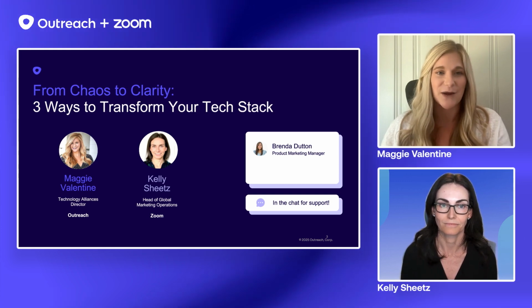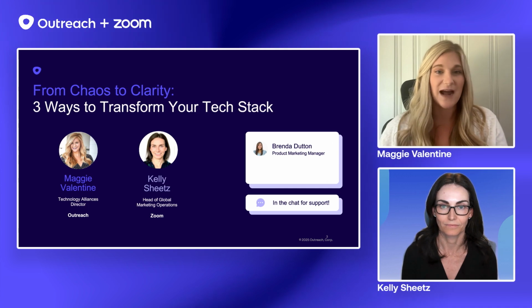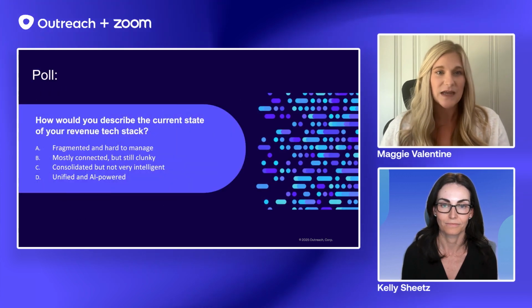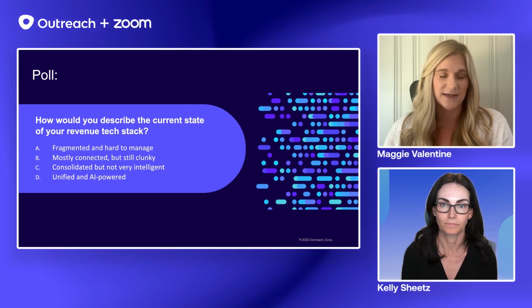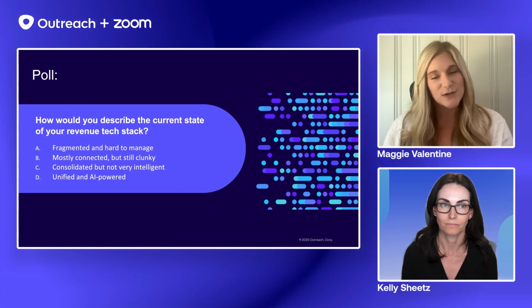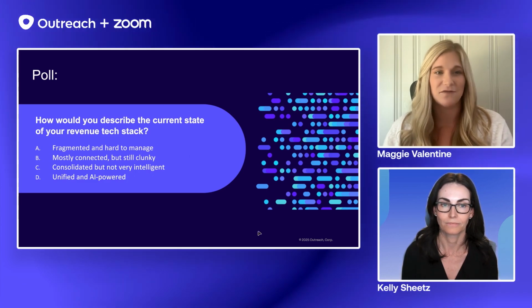So before we get into everything, we are going to have a poll to see where you're at to start. We'll give everybody a few seconds to answer, but essentially we want to know, how would you describe the current state of your revenue tech stack? Is it fragmented, hard to manage, mostly connected, but still clunky? Is it consolidated, but not very intelligent? Or are you just leading the pack and you have a unified stack that's AI powered?